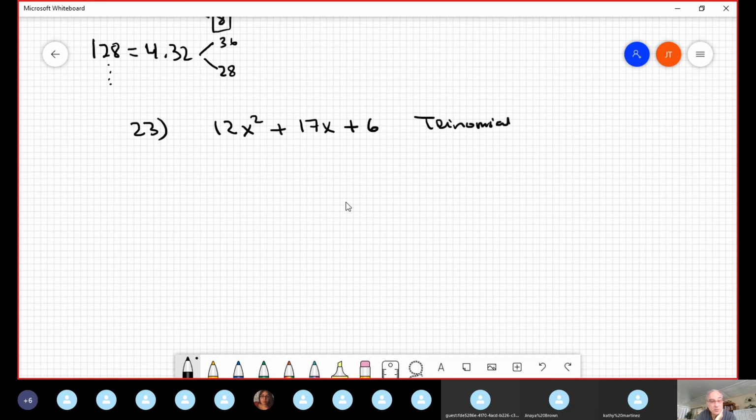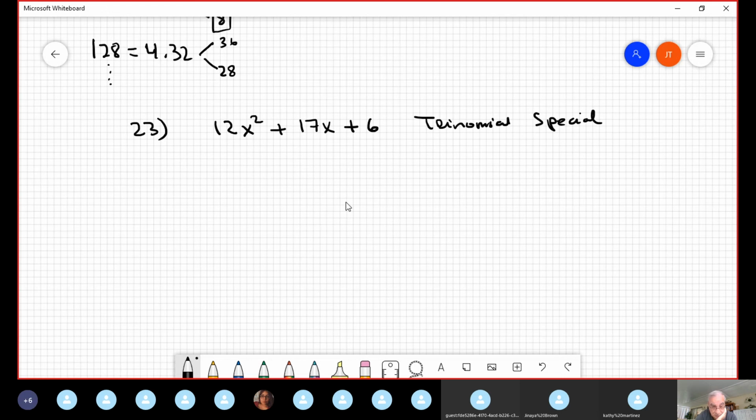How do you know it's a trinomial? Because we have 1, 2, 3 terms. And this is a special trinomial. Why is it special? Because the coefficient here is not 1, it's 12. Normally I would immediately open two parentheses, but in this case, no. So there are two different ways to solve the problem.